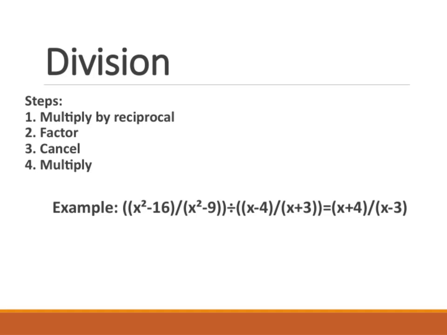When we divide rational expressions, there's a clear set of steps to follow. First, we multiply by the reciprocal of the second fraction. That flips it and turns division into multiplication. Next, we factor both numerators and denominators to reveal common terms. Then, we cancel out anything that appears on both top and bottom. Finally, we multiply what's left.